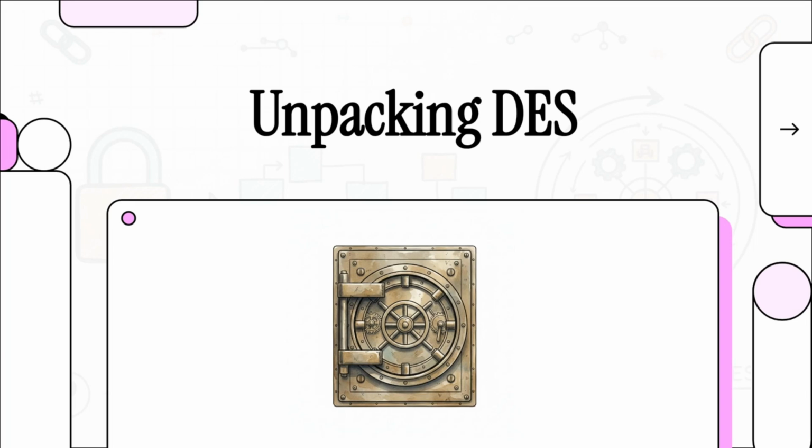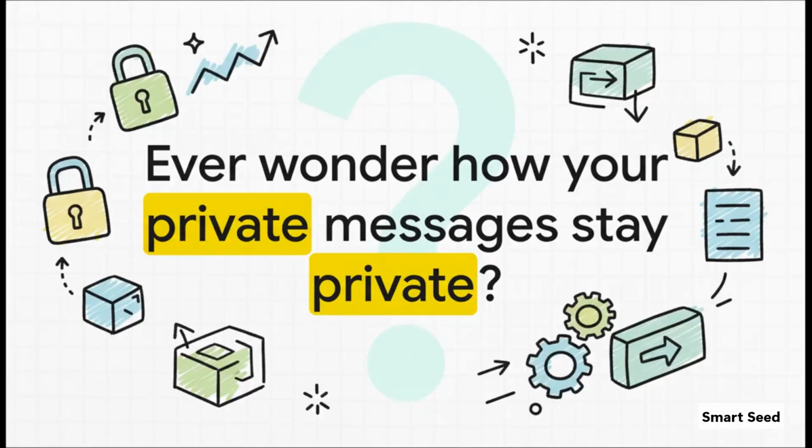Today, we're unlocking the secrets of one of the most important codes in digital history, the Data Encryption Standard. You'll probably know it as DES. It's the algorithm that really set the stage for all of modern digital security. So let's just start with the basic problem here. How do you send a message, any secret message, across, say, the internet, and make sure that only the right person can read it? This is the whole puzzle that cryptography is trying to solve.